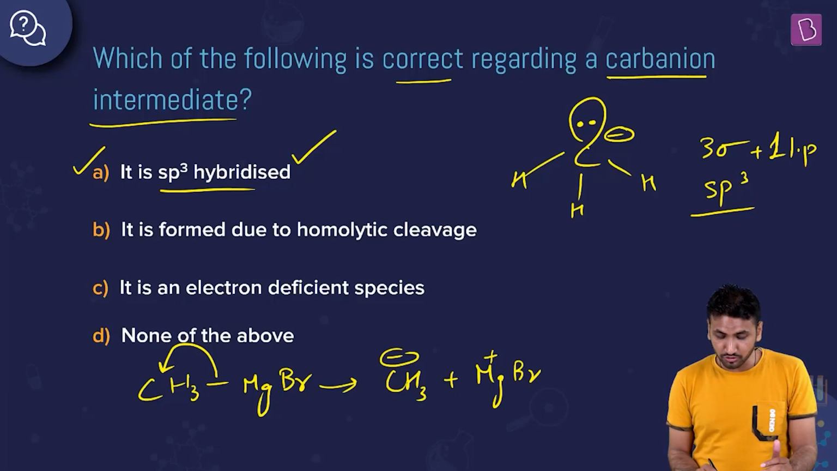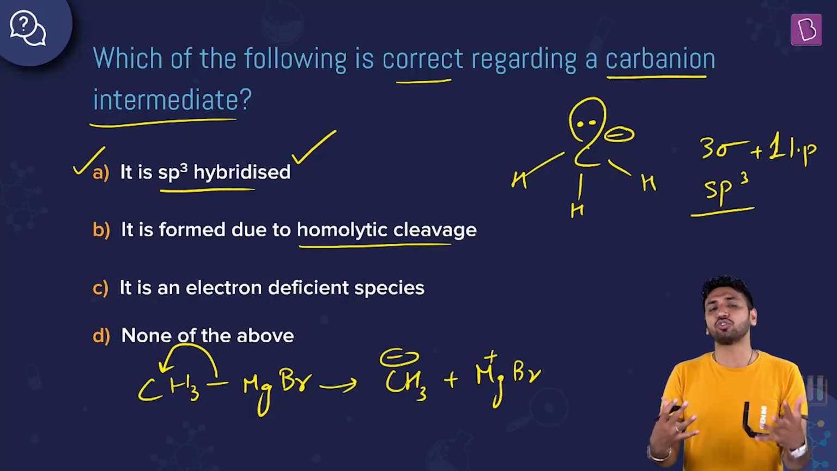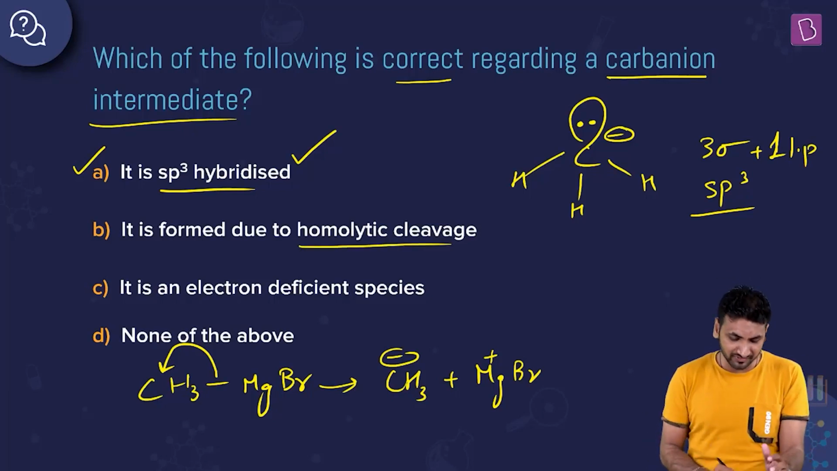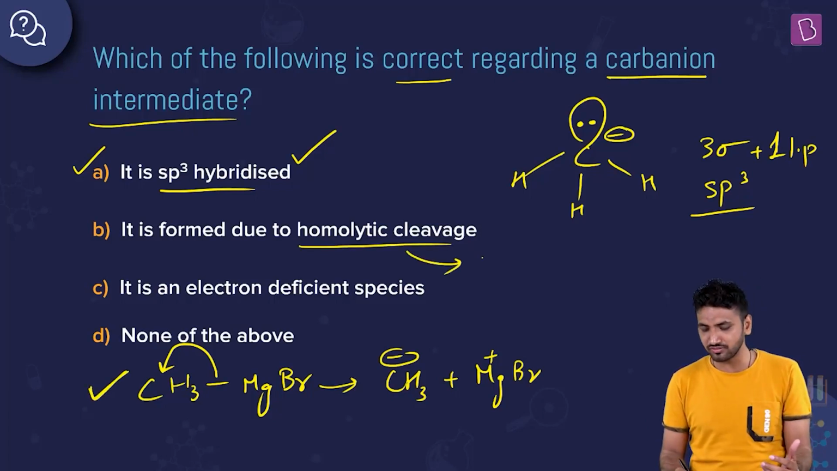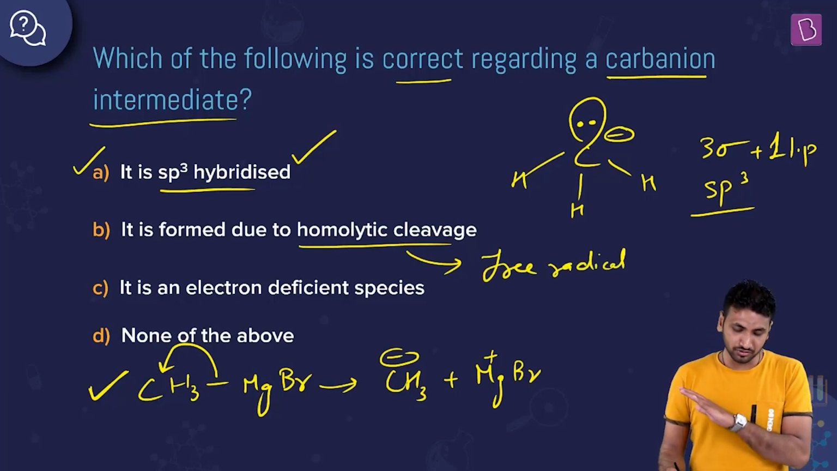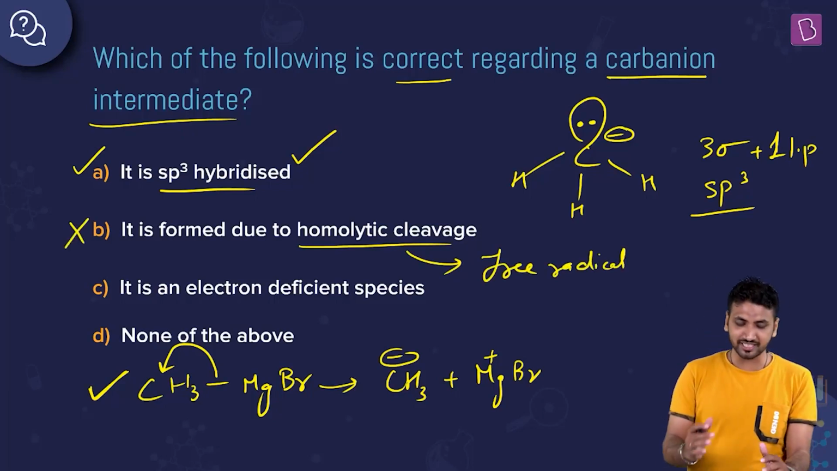It is formed due to homolytic cleavage. Homolytic? No. What we have seen here is a heterolytic cleavage. Homolytic cleavage leads to formation of free radicals, right? We know this, okay? So, no, this is not correct. This is an incorrect statement.